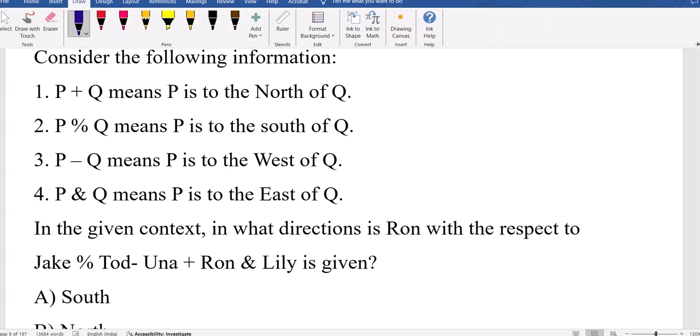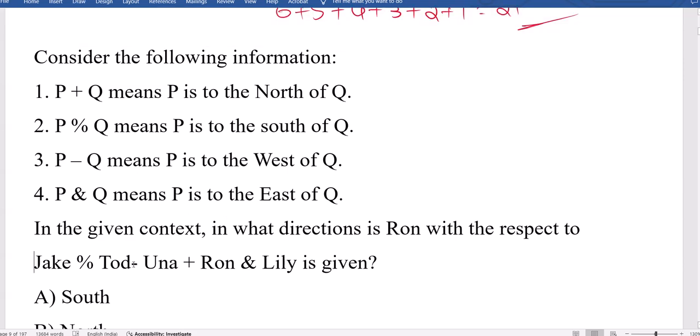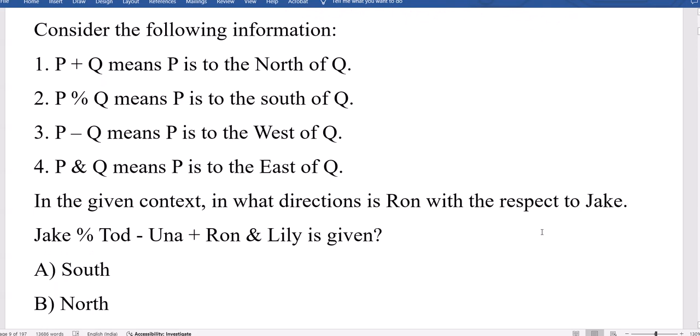P plus Q means P is north of Q, P percentage Q means P is to the south of Q, all those they define. Now here, with respect to Lily or Jack, we have to say Jake only. Okay, let it be. As per the question, Jake percentage Todd means Jake is south of Todd. South means below. Then minus means west.